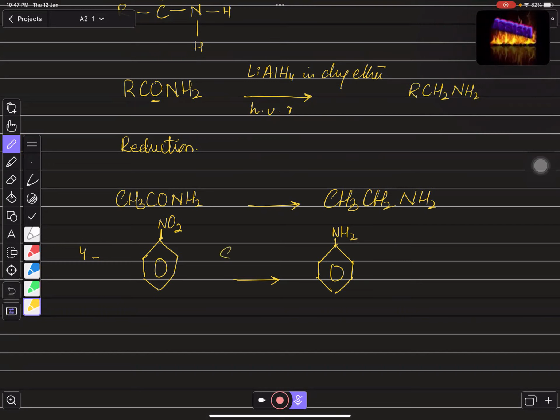For this, we should use Sn along with concentrated HCl. And also we need to do heating over there. In this way, NO2 can be converted into NH2, and this is again the same thing. This is a reduction. This is again the type of reaction, reduction. Right, every one of you? Is that clear for all of you?